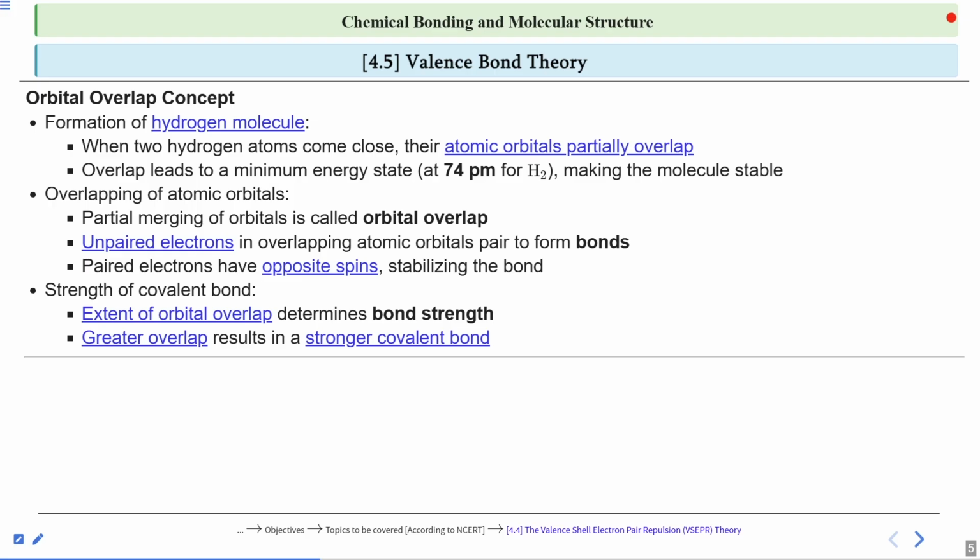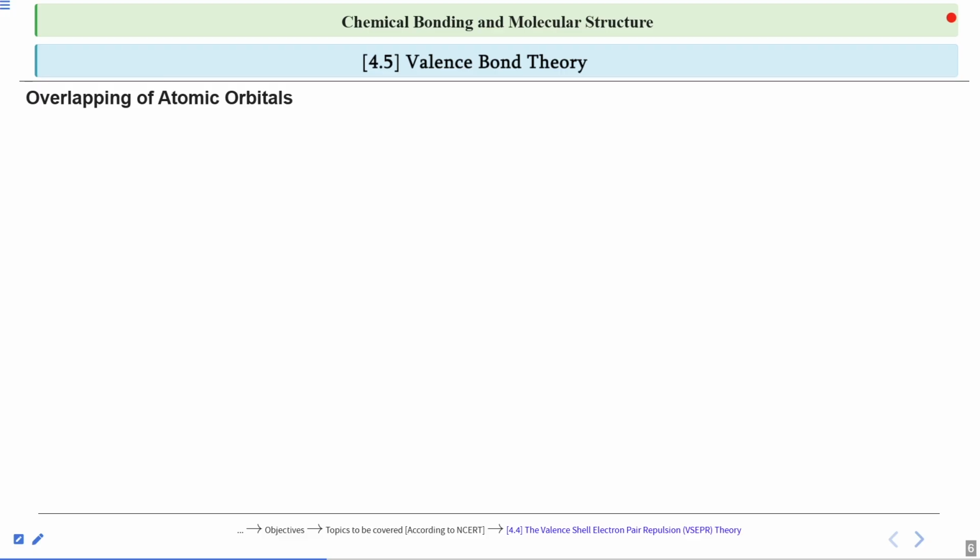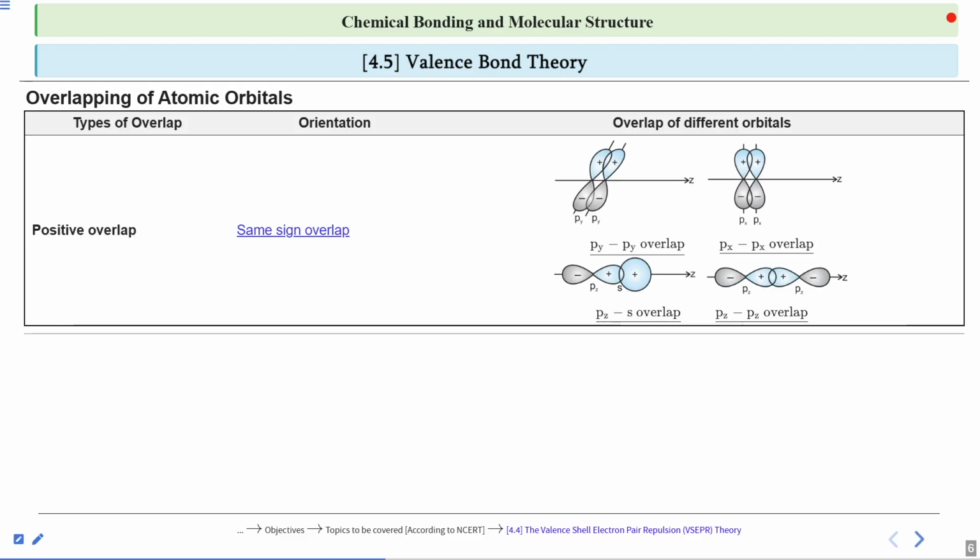Now we'll try to explain all of this process in a more minute manner: which orbital will overlap with which orbital, and what will be the effect after the overlap. Then we'll talk about different orbitals giving different extents of overlap. So moving on to that, three overlaps are possible. Okay, so after overlapping, three conditions are possible.